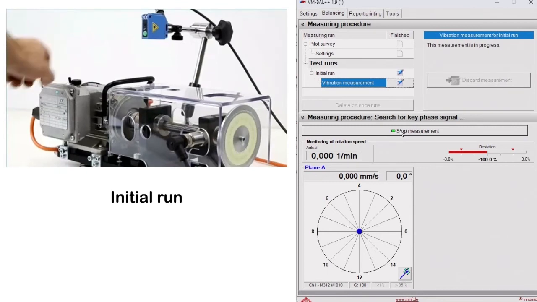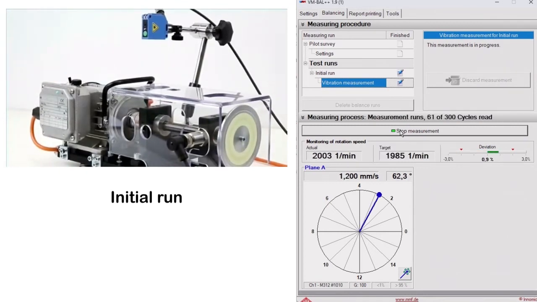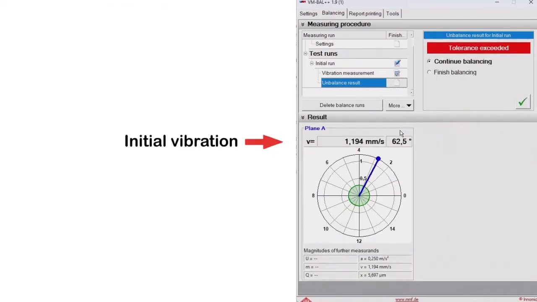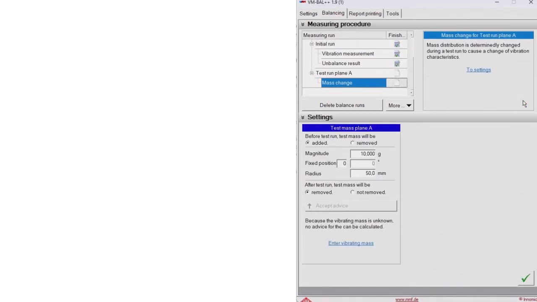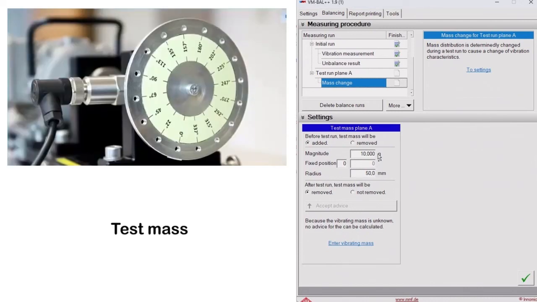The unbalance measurement only begins when a constant rotation speed is reached. After 300 revolutions, we see that about 1.2 mm per second were measured at 62.5 degrees. This was the initial run. We will measure the resulting unbalance in the following test run.